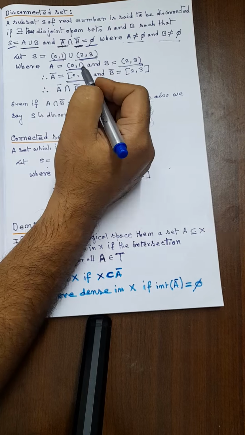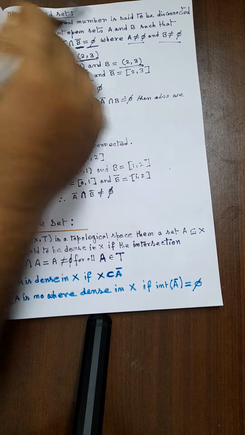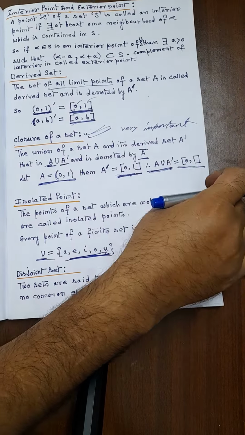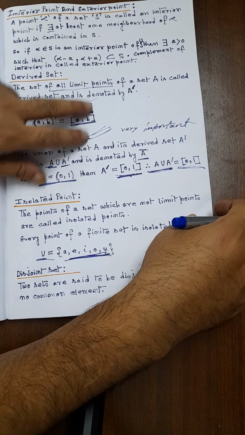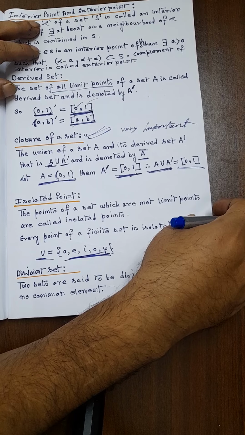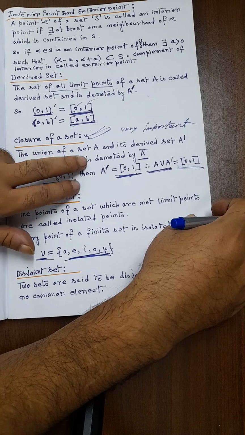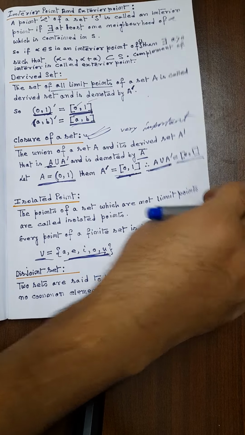It will be [0,1], the closure of the set. If you want to clarify, you just go to the previous page. You know what the closure of a set is, right? Go here and understand what the closure of a set is.